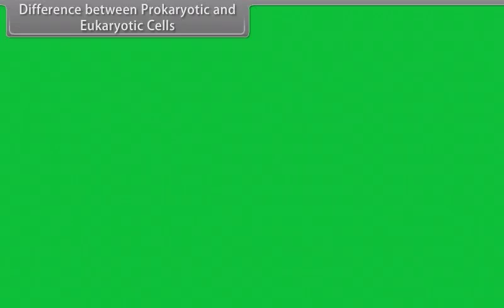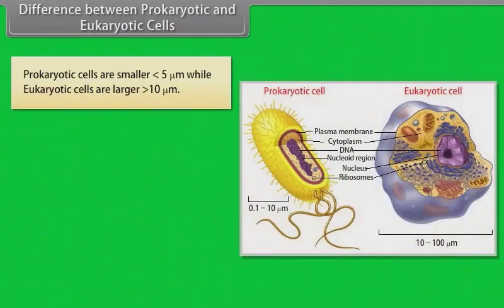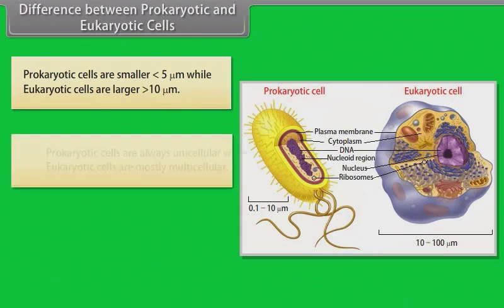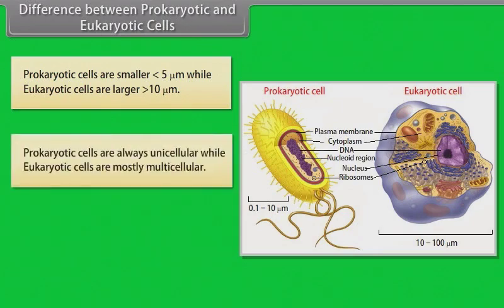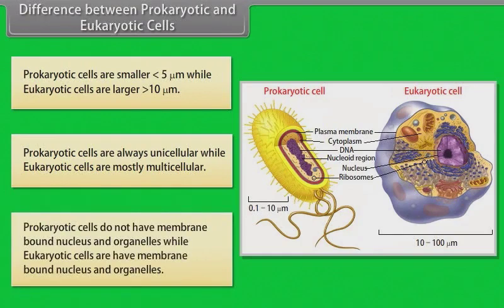Difference between prokaryotic and eukaryotic cells. Prokaryotic cells are smaller, less than 5 micrometers, while eukaryotic cells are larger, greater than 10 micrometers. Prokaryotic cells are always unicellular, while eukaryotic cells are mostly multicellular. Prokaryotic cells do not have a membrane-bound nucleus and organelles, while eukaryotic cells have a membrane-bound nucleus and organelles.